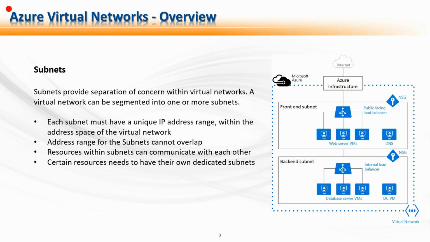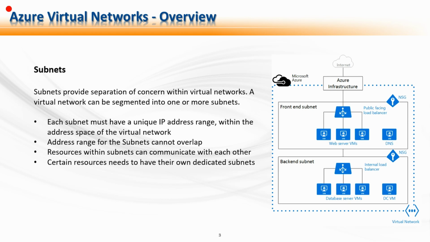Some of the resources require their own dedicated subnets, like an application gateway, that we are going to discuss later. But for now, if you want your on-premises resources to talk to the Azure resources, you need to have an application gateway in place. Coming back, each subnet must have a unique address range specified in the CIDR format within the address space of the virtual network, which cannot overlap with the other subnets in the same virtual network.